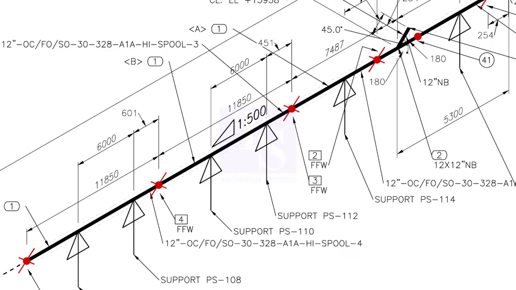The ratio of the slope in this piping is 1:500. Means in every 500 mm length, one end of the pipe will be lower by 1 mm than the other end.